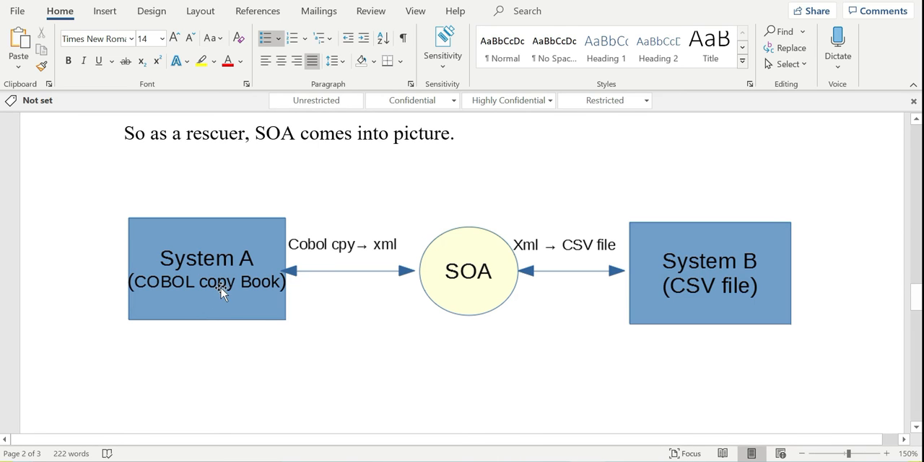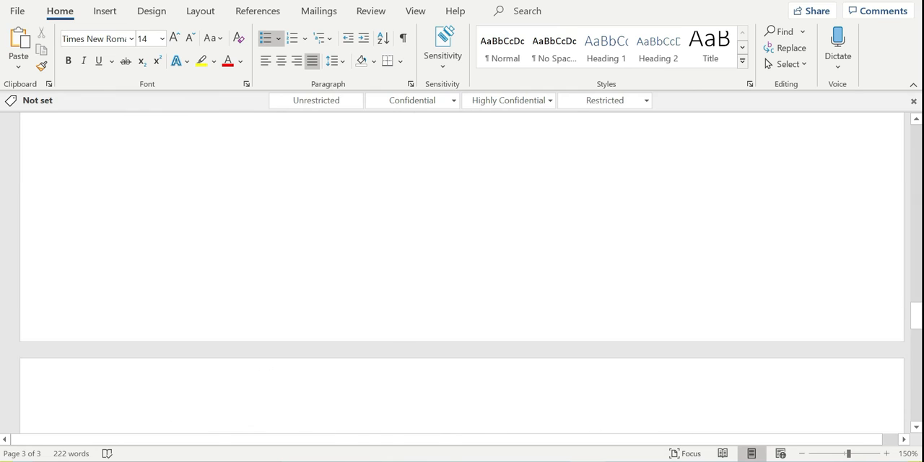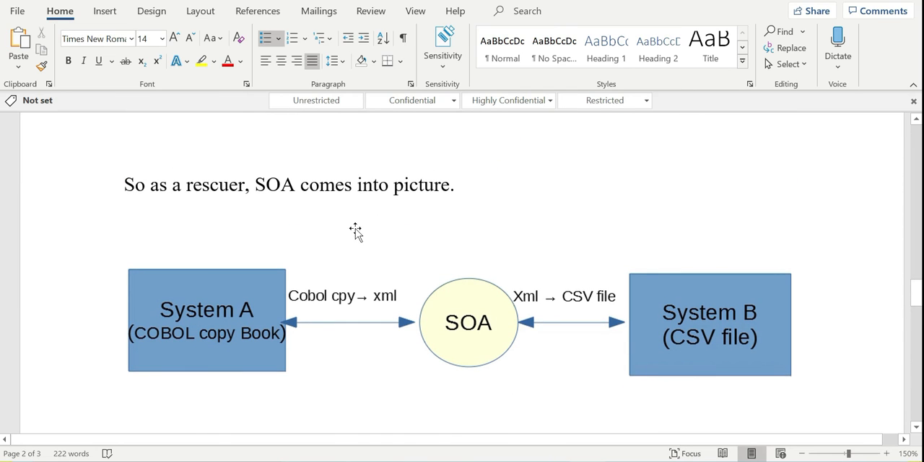So in case of transformation, SOA will be converting the COBOL copybook structure into CSV structure and will be delivering it to the respective target system. So this is the transformation.